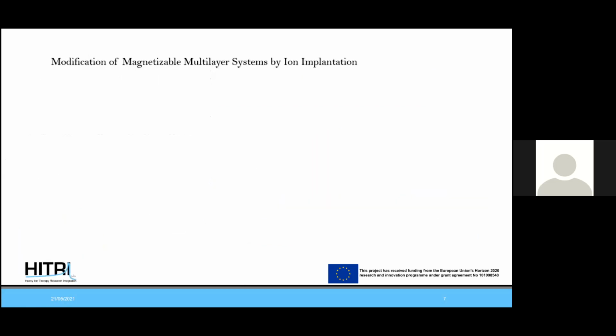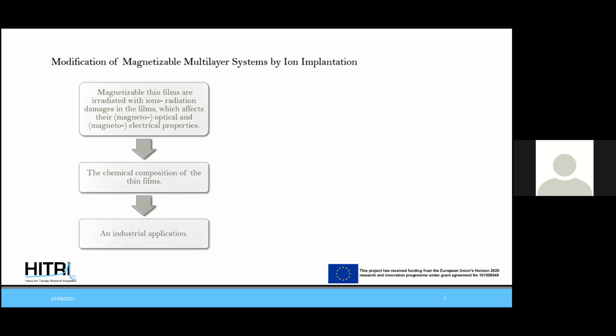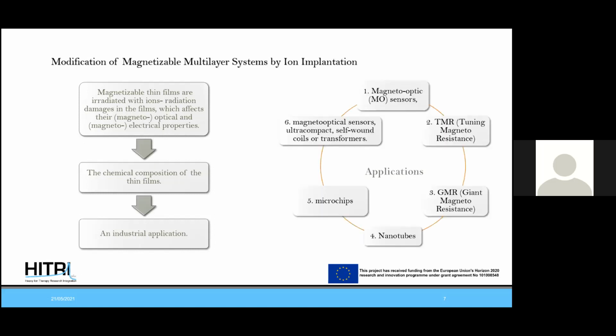The next one is ion implantation. Here I used mostly helium ions to implant in different magnetizable thin films. This is used for making changes in their electrical, optical, and chemical composition. This is useful in industry for making nanotubes, which are used later for making microchips, and afterwards different kinds of sensors.